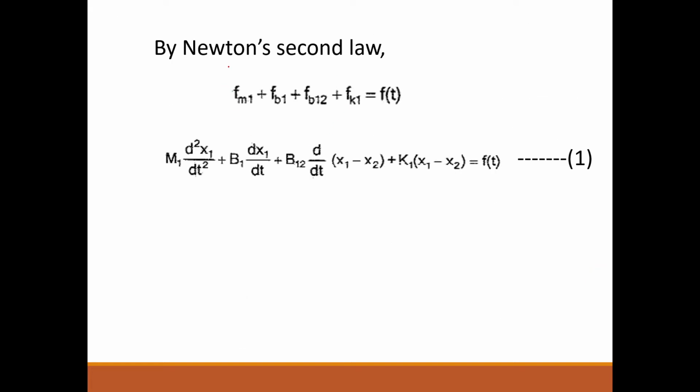So by applying Newton's second law, the applied force F of t is equal to the sum of the opposing forces. What are the opposing forces? Fm1 plus Fb1 plus Fb12 plus Fk1. Now substitute their respective equations. Instead of Fm1, write m1 d square x1 by dt square. Instead of Fb1, write b1 dx1 by dt. Instead of Fb12, write b12 d by dt of x1 minus x2. Instead of Fk1, write K1 into x1 minus x2, that is equal to f of t. Consider it as equation 1. Quickly write it down.